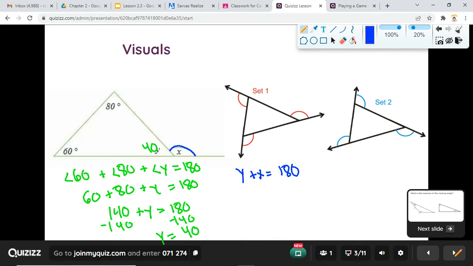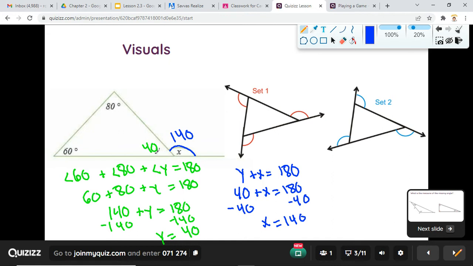Well, since I found out y is already 40 degrees, I can substitute that in for y. So I get 40 plus x is equal to 180. And then by simply subtracting 40 from both sides, I get x is equal to 140 degrees. Right here, x is equal to 140 degrees. So that would be how we solve for interior angles and exterior angles.